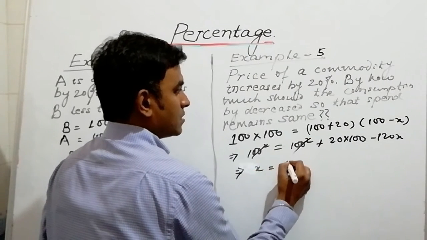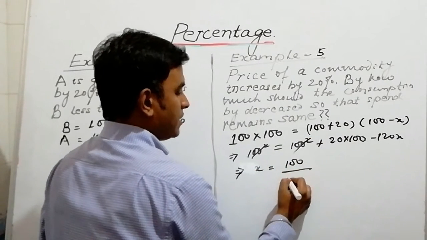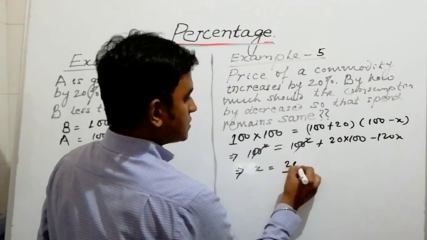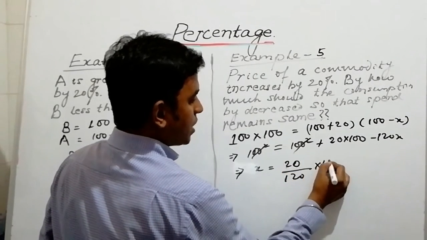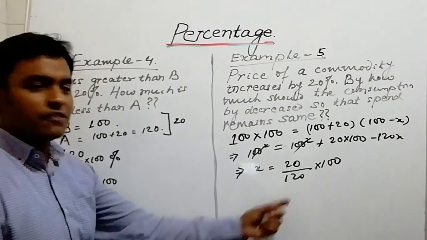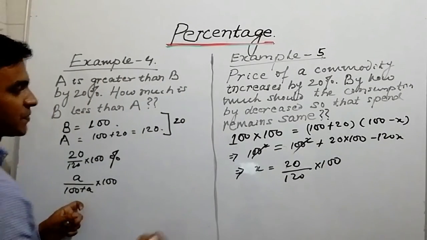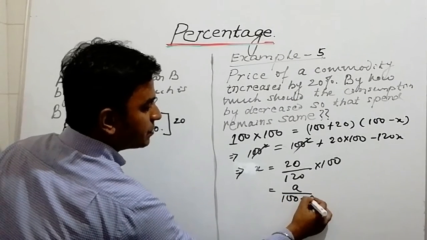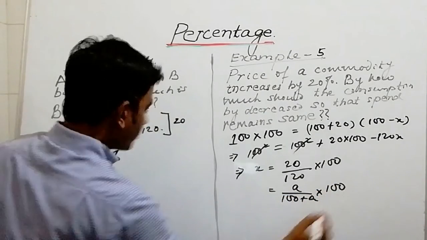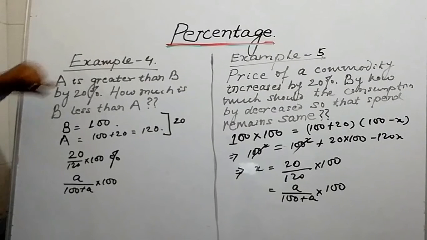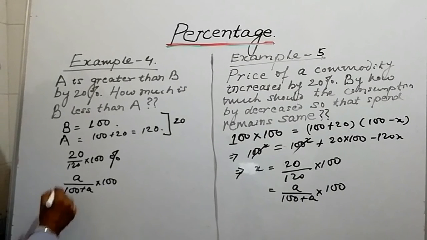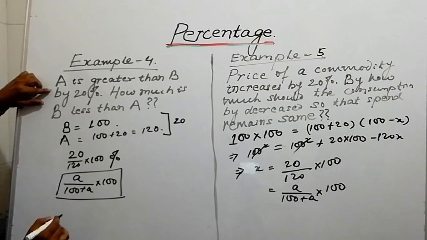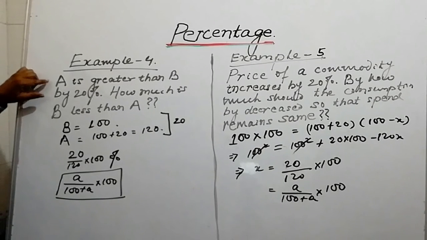So again 20 divided by 120 into 100. So again we see the same generic formula here, which is A divided by 100 plus A into 100. So you can see different questions and same generic formula can be applied. 100 plus A, क्यों? Because there is an increase or it is greater than.